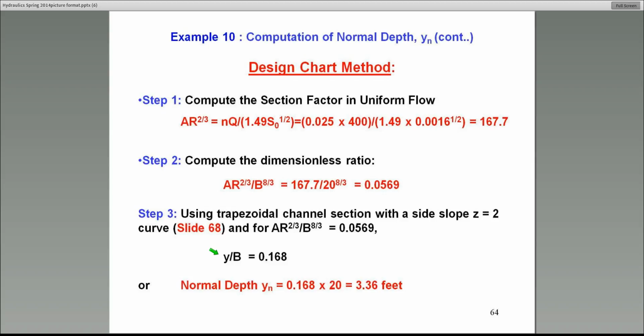And therefore, the normal depth is the Y over B ratio times 20. B, the bottom width, is 20 feet. That will give you 3.36 feet. So that's how you calculate the uniform depth.